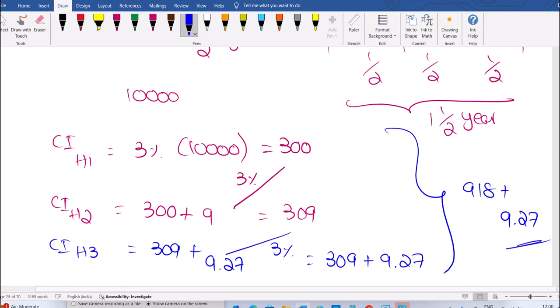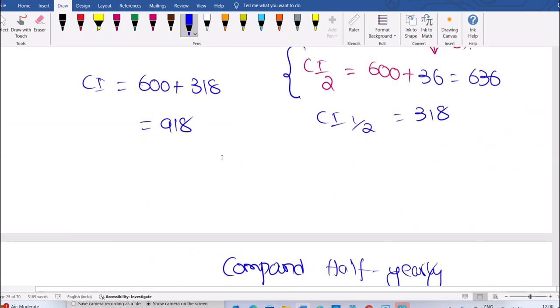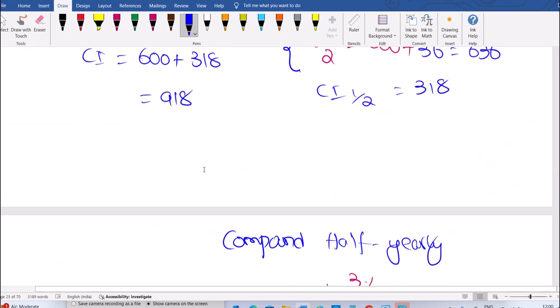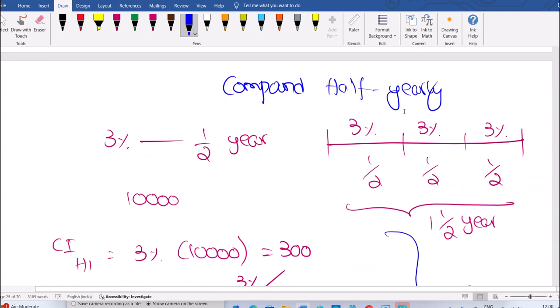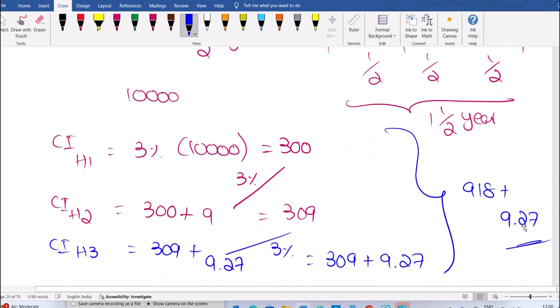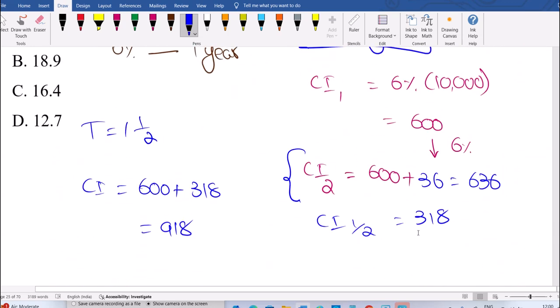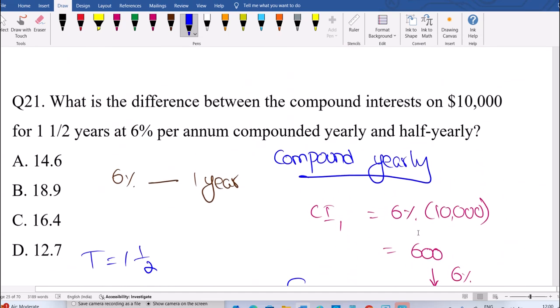Using yearly concept, total compound interest is 918. Using compound half yearly concept for the same data, we got 9.27 extra. The question is difference between those two, 9.27.